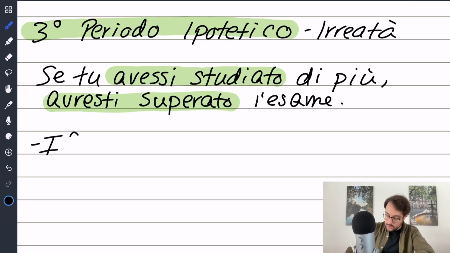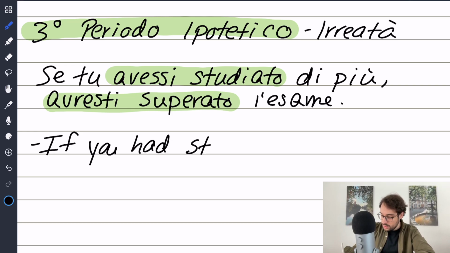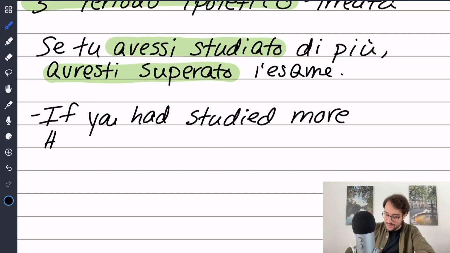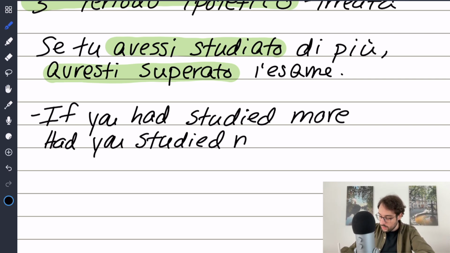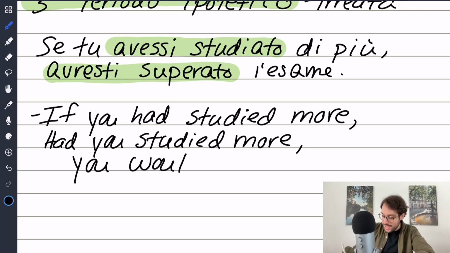If you had studied more, or I like saying, had you studied more. This is a way I personally speak a lot. Had you studied more, and both of these then mean, you would have passed the exam.